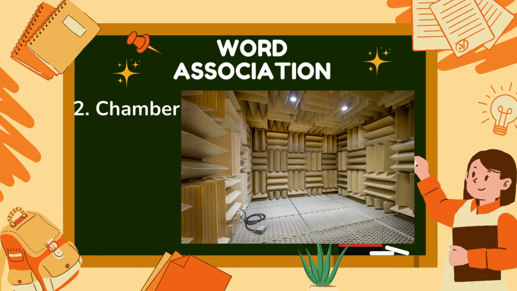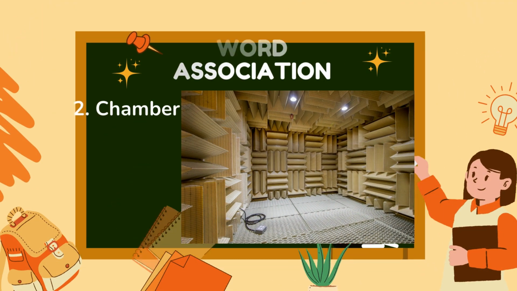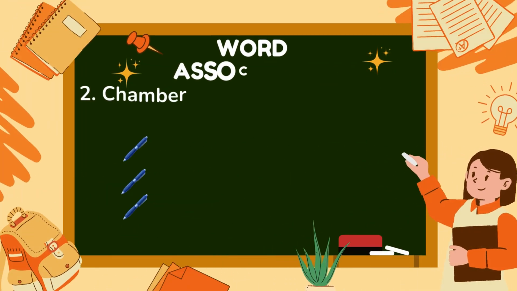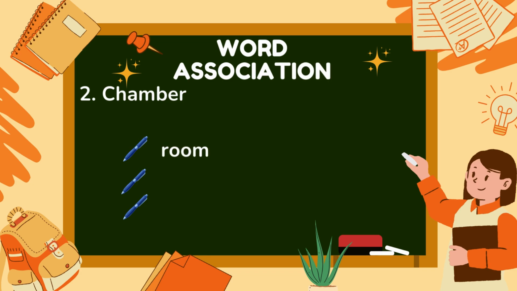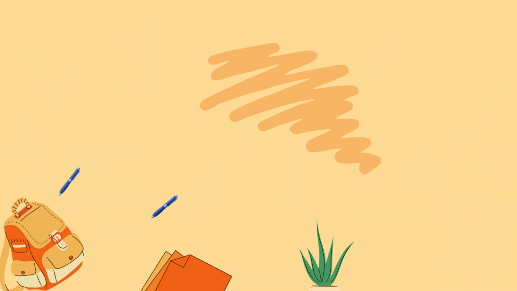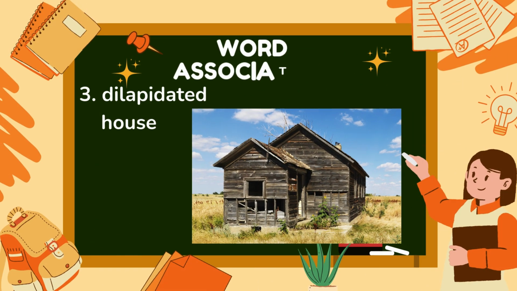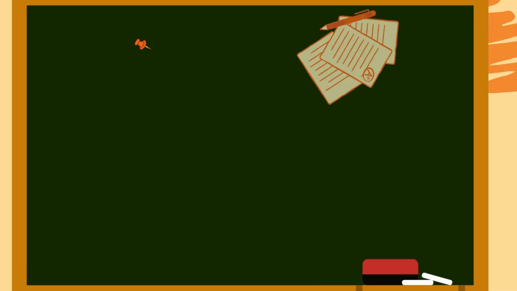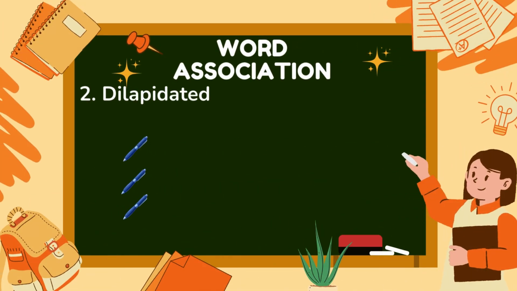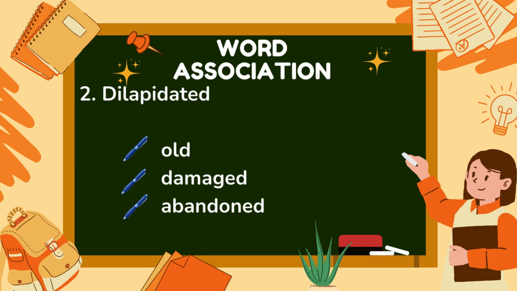Number 2. Chamber. A chamber can be a room, enclosure, or space. Number 3. Dilapidated house. Dilapidated means old, damaged, abandoned.